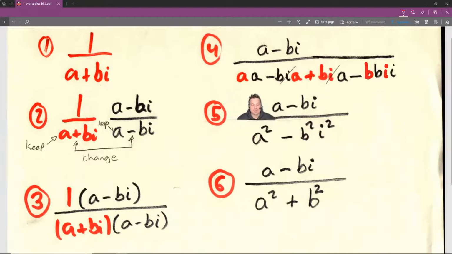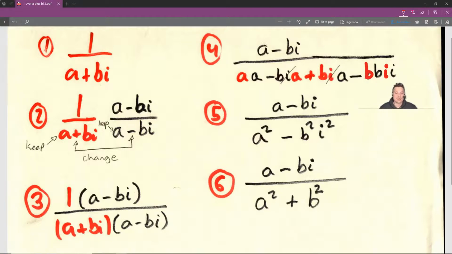Across the top is going to be a red a times a black a, because it's this a times that a below me. Next, I'm going to have that red a times a negative bi in black, so it's going to generate that negative abi term. Then I'm going to have that red bi multiplied by that black a, which is going to give me positive abi. And last, I'm going to have bi in red multiplying negative bi in black, so over here is going to be negative b in red, b in black, i in red, and then i in black also.